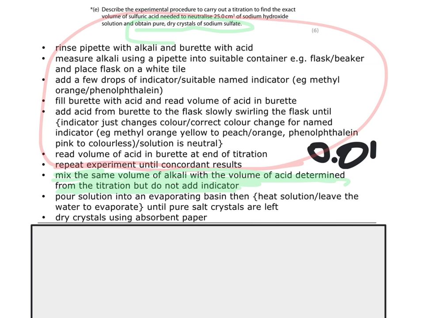Now you'll notice that there are more than 6 points here. So let's have a look at how you're actually marked on this. I mean, you need to get 6 marks. You do need most of this here. But let's look at the mark scheme now.